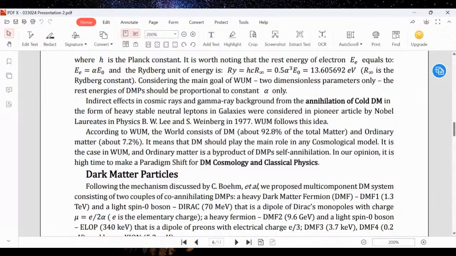According to our model, the world consists of dark matter, about 92.8% of the total matter, and ordinary matter, about 7.2%. It means that dark matter should play the main role in any cosmological model. It is the case in which ordinary matter is a byproduct of dark matter particles' self-annihilation. In our opinion, it is high time to make a paradigm shift for dark matter cosmology and classical physics.